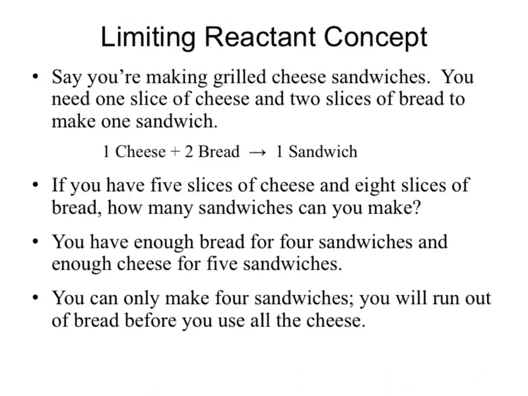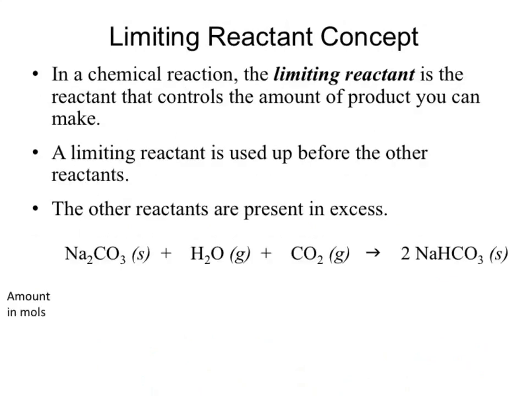Okay, so we got our limiting reactant concept. We've gone over the cheese and bread example enough, so let's actually make it chemical. Let's take a look at this reaction. Okay? We're going to put in some amounts as far as moles. I'm going to give you 1 mole of sodium carbonate, 1 mole of water, 1 mole of CO2. How many moles of sodium hydrogen carbonate can you make? 2. Okay. Guess what kind of problem this is?